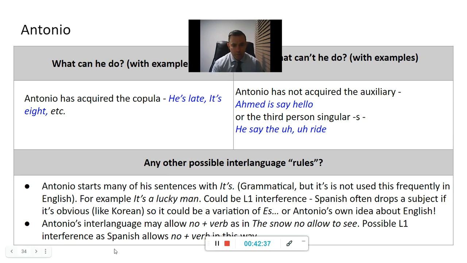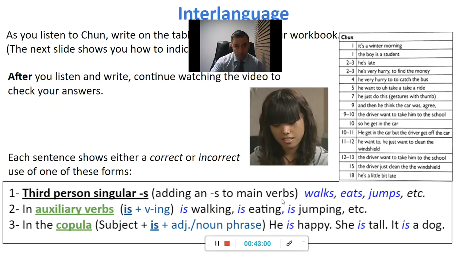The other thing I noticed is that like the snow no allowed to see, that is possible L1 interference because Spanish allows that. No plus verb. No allow would be no permite, or something like this, yeah. So that's just something interesting I found about his interlanguage, about the way English works for him.